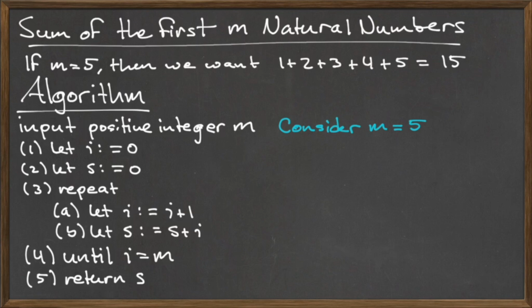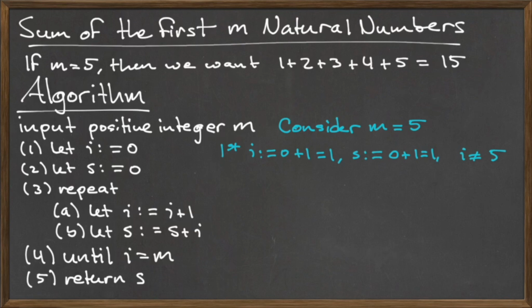Next, we come to the repeat statement, which signifies that we are entering the loop. The first step of the loop is to redefine the variable I to take on the value I plus 1. The current value of I is 0, so after reassignment, the variable I will take on the value 0 plus 1, which is 1. The second step of the loop is to redefine the variable s to take on the value s plus I. The current value of s is 0, and the current value of I is 1, so after reassignment, the variable s will take on the value 0 plus 1, which is 1.